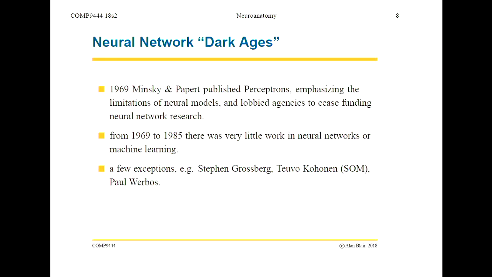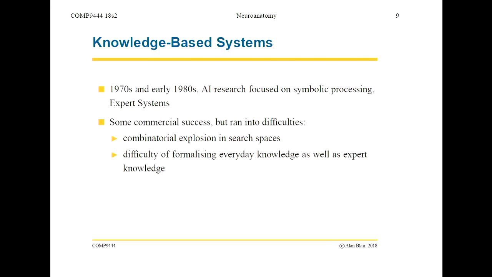The little work that was being done was mainly about expert systems. There was hardly any work done in neural networks or machine learning. Those things were very out of fashion. There were a few exceptions. There were a few researchers like Grossberg, Kohonen and Paul Werbos who continued to work on these things, but it was very few. But then somehow after 1985, interest in this area got revived.